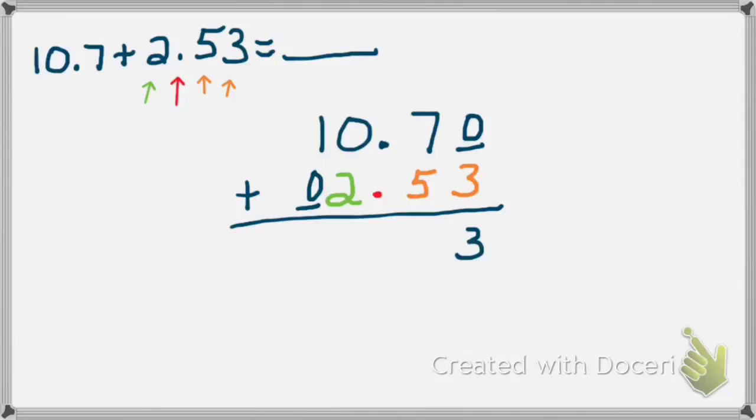And 0 plus 3 equals 3, 7 plus 5 equals 12, put down the 2, carry the 1. When you get to the decimals, bring them down right away so that you don't forget. Bring down my decimal. I'll add 1 plus 0 is 1, plus 2 is 3, and 1 plus 0 is 1. So I get 13 and 23 hundredths. I'll bring this back to my original problem.